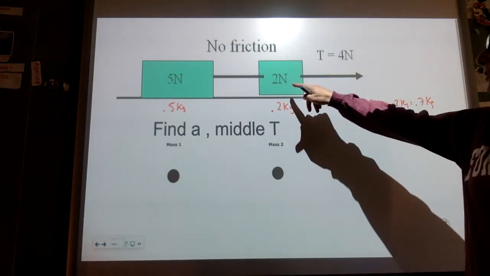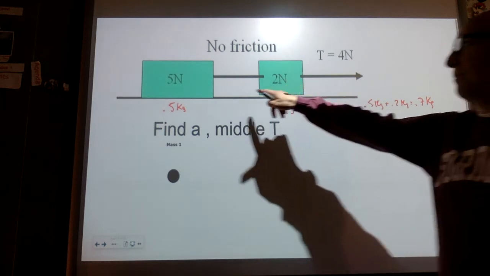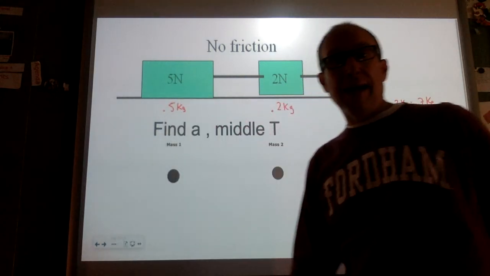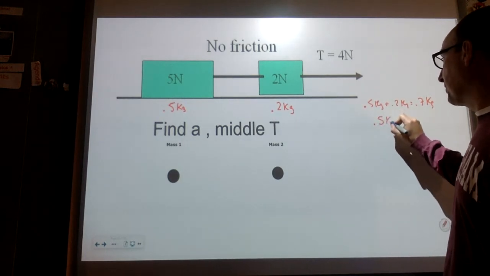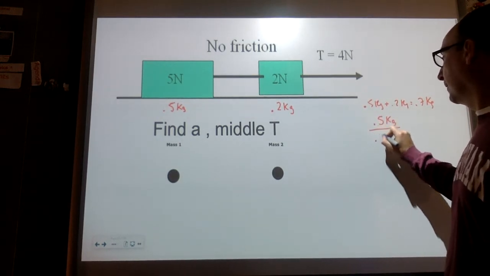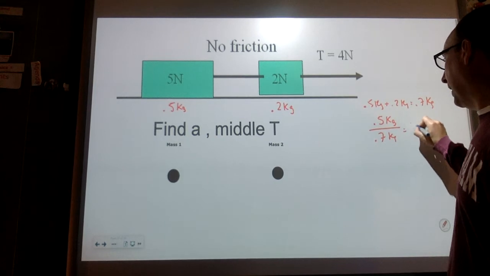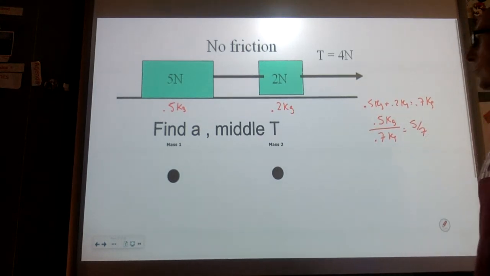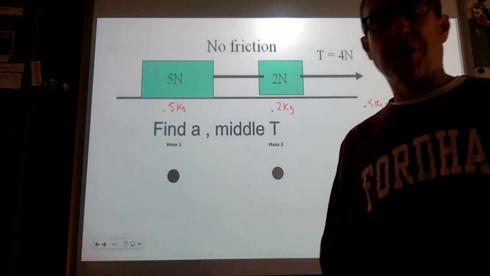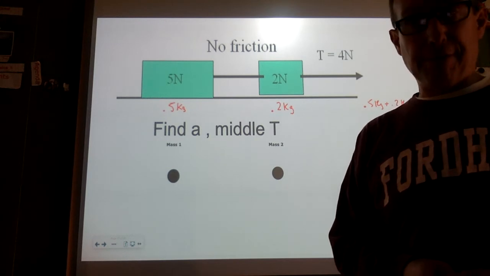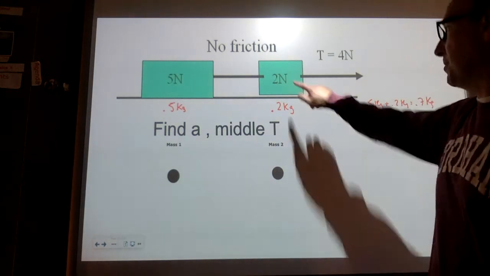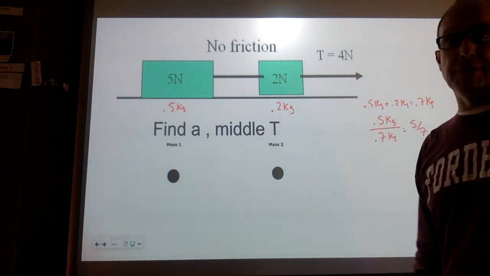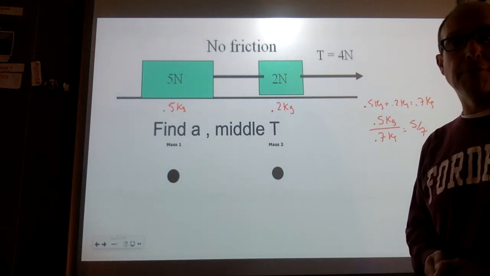The amount of force that the 5 Newton one is going to get is going to be its mass divided by the total mass. So it's going to receive 5/7 of the tension, because this one is going to use up 2/7 of it, and everything needs to be accounted for.